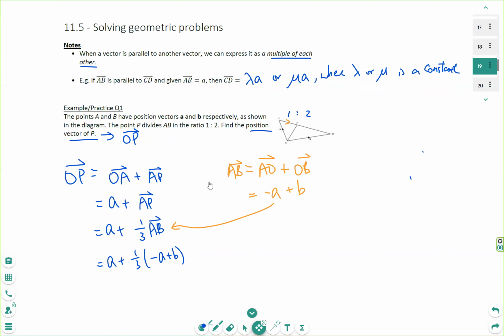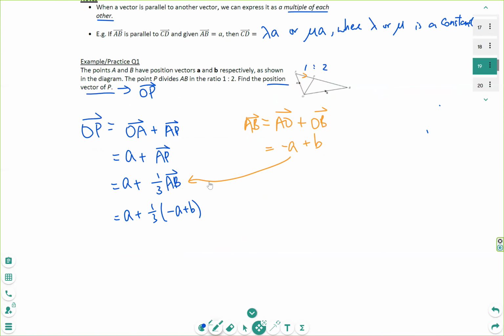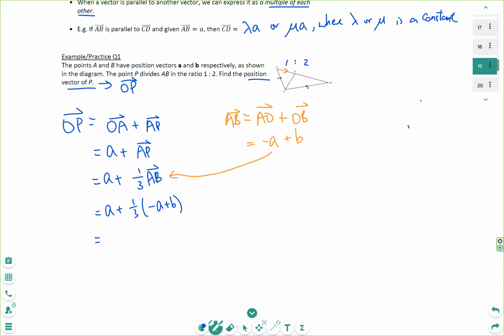Expand the bracket, which equals a minus a third a plus a third b. You can put this in the calculator. It simply is 1a minus a third a. 1 minus a third is the same as 2/3 of a plus 1/3 of b. Easy peasy, OP squeezy. Right, next one.